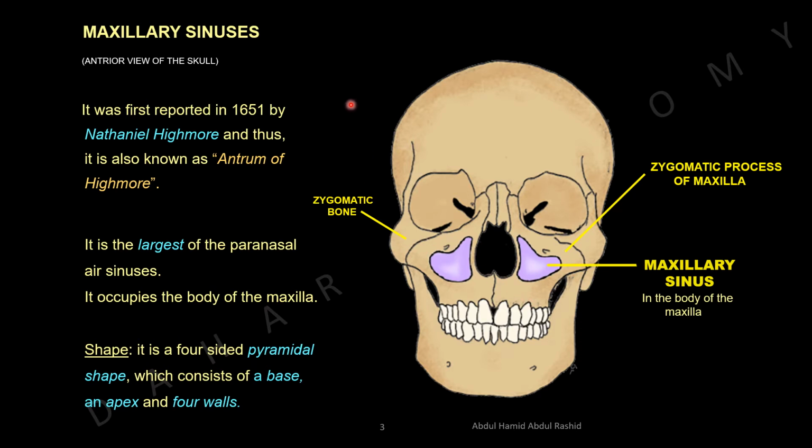Maxillary sinuses were first reported in 1651 by Nathaniel Highmore, and thus it is also known as antrum of Highmore. It is the largest of the paranasal sinuses, occupies the body of the maxilla. Its shape is a 4-sided pyramid, consisting of a base, an apex, and 4 walls.